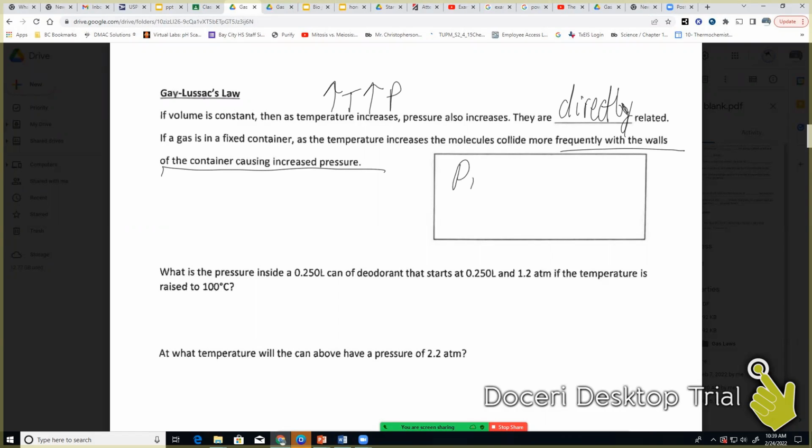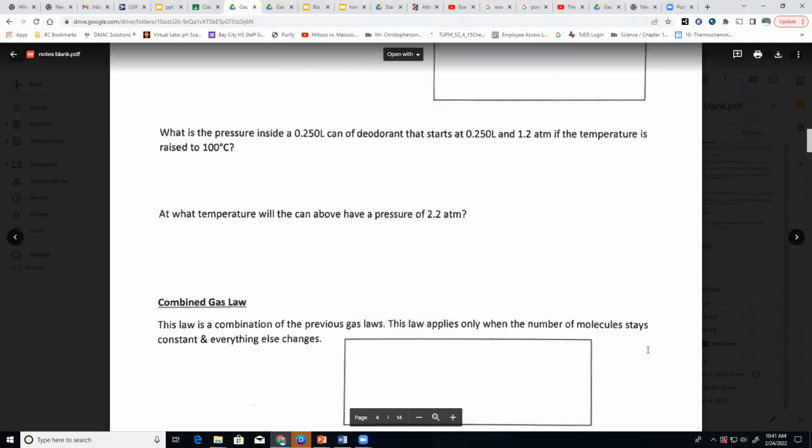So my formula for this is P1T2 is equal to P2T1. Your temp still has to be in Kelvin. That's going to be true for all of our gas laws. And if you notice, it says the gas is kept in a fixed container, so that means the volume doesn't change. That is why volume is not part of this equation. All right. So, like I said, these are things that we have already worked with, just looking at two different things. So let's look at a couple of these problems and then we'll put it all together for the combined.